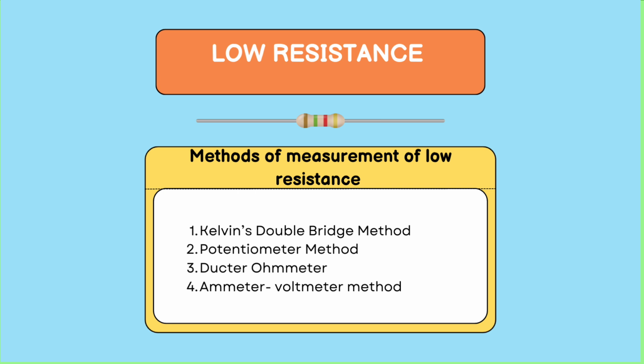4. Ammeter-voltmeter method. While not as accurate as the other methods, this involves measuring the current flowing through the unknown resistance and the voltage drop across it, using an ammeter and voltmeter, respectively. The resistance can then be calculated using Ohm's law.